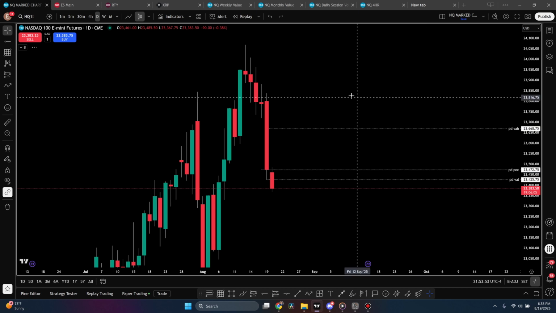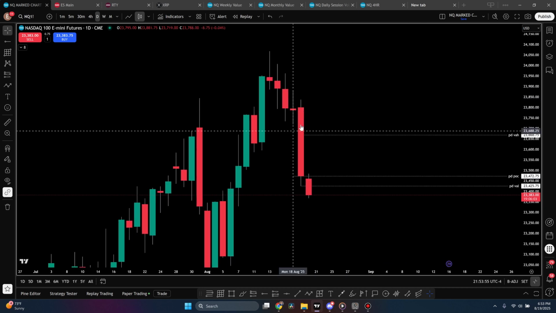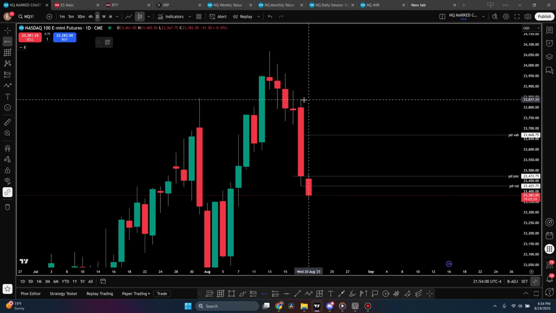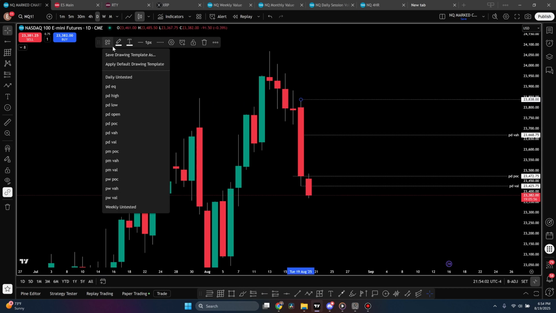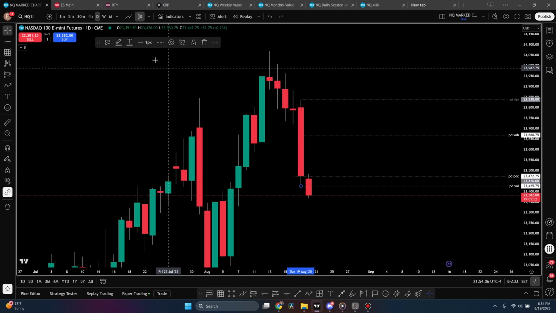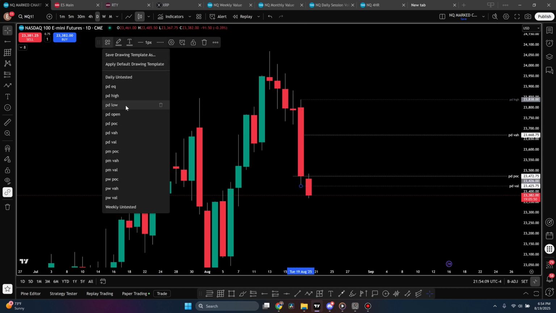So I'm going to go to my daily time frame. This is the last day that we've had, again, this overnight session. I'm just going to mark the high, and this will be PD high. Mark the low, that'll be PD low.